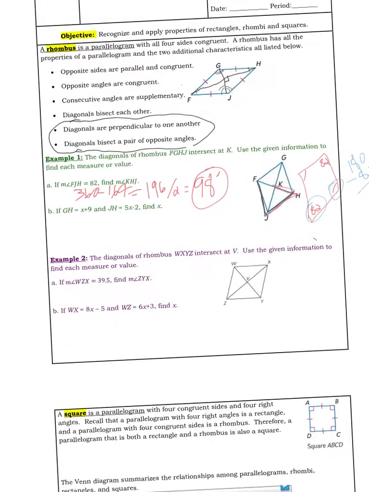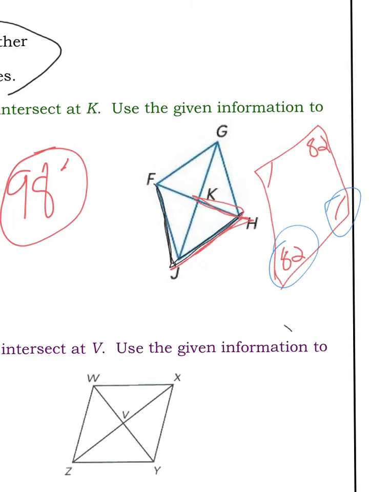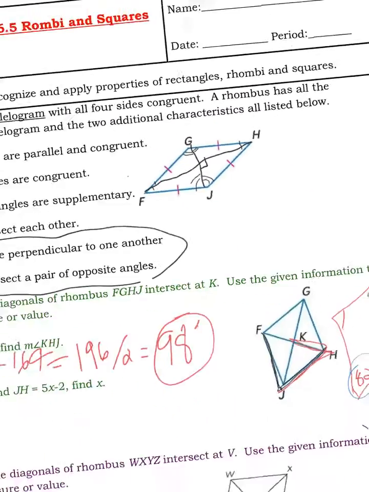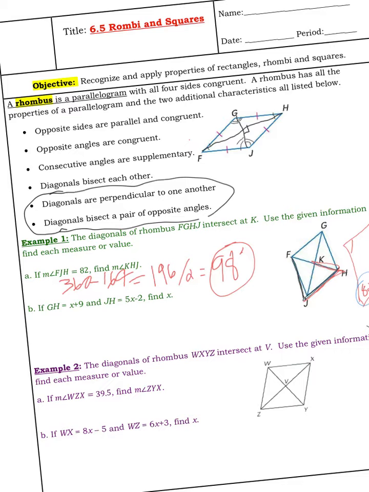Alright, so if GH is x plus 9 and JH is 5x minus 2, find x. Okay, so I'm given two side lengths, and remember a rhombus has all four sides congruent. So I'm just going to set these equal to each other and solve. I'm going to go x plus 9 equals 5x minus 2.